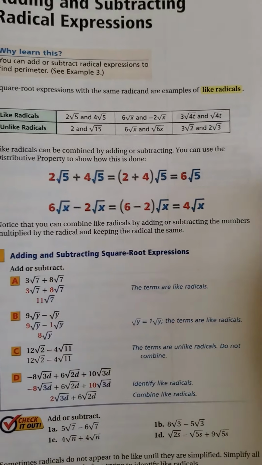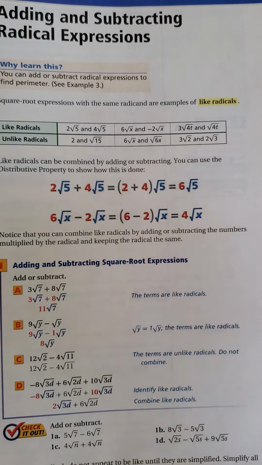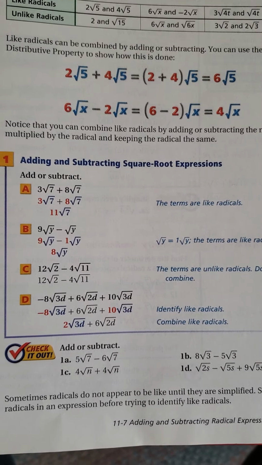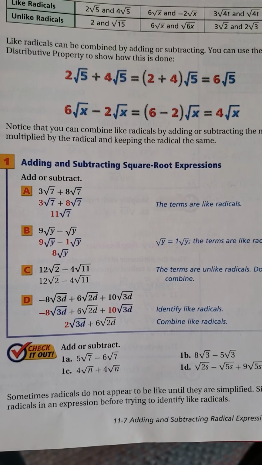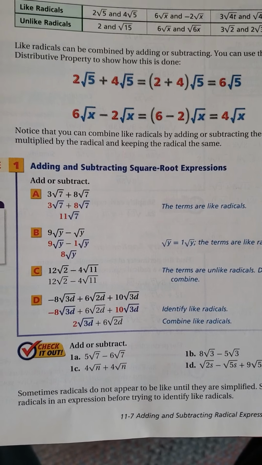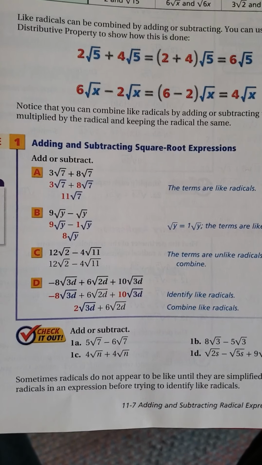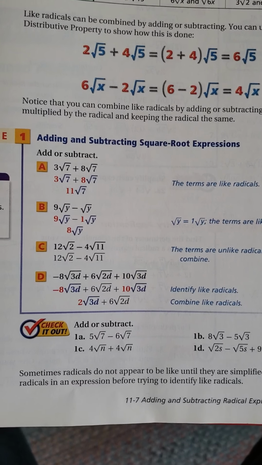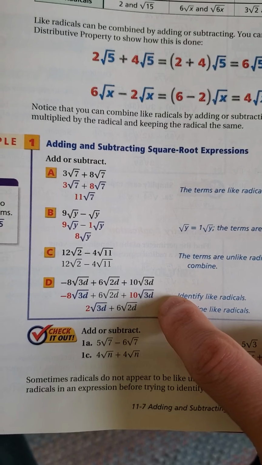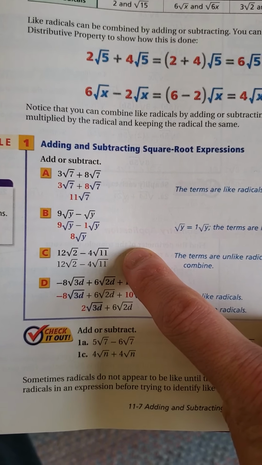What's helpful is to look at this box right here that describes like radicals and unlike radicals, because that's a key. Please take a look at these examples, A, B, C, and D, for example 1, and make sure it makes sense to get to the answer at the very end. Please notice how whenever we are simplifying these, it is possible, like in C and D, to get answers that have 2 or more parts to them.